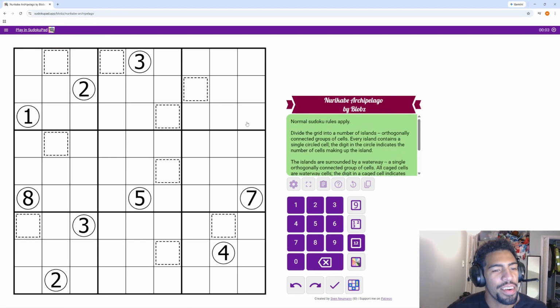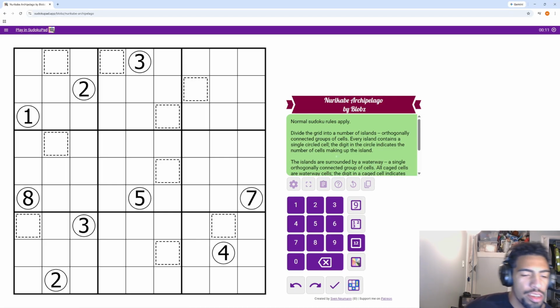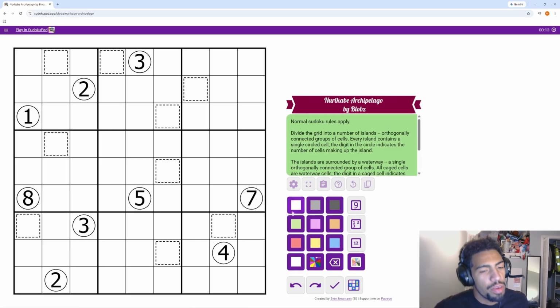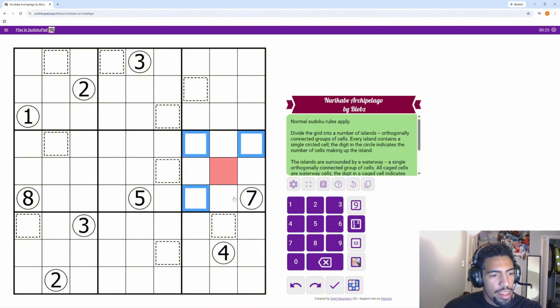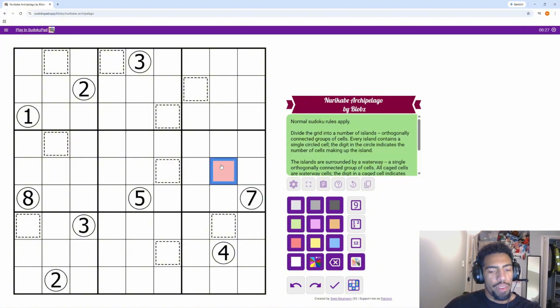Wow, wow, wow. Okay, this is quite an interesting rule set. Divide the grid into a number of islands. Sure. So, islands are going to have to get colored orthogonally, groups of cells. So, if this cell was an island cell, then this cell, this cell, this cell, and this cell could not be the red island.